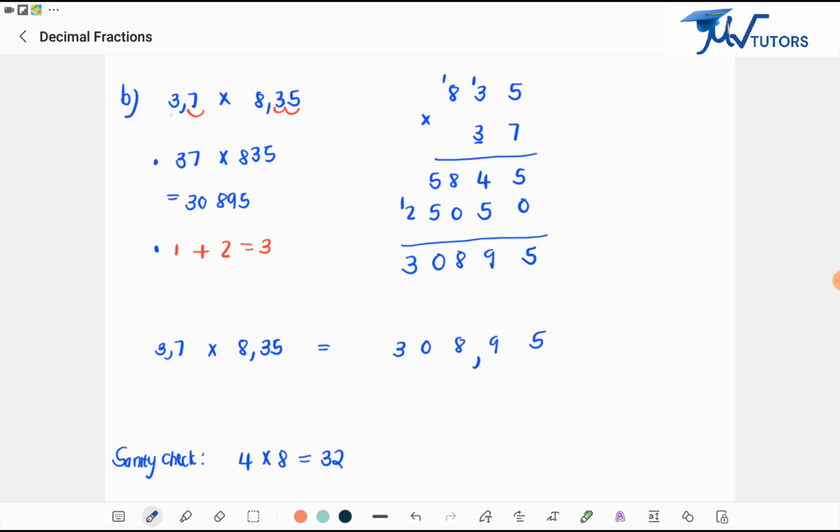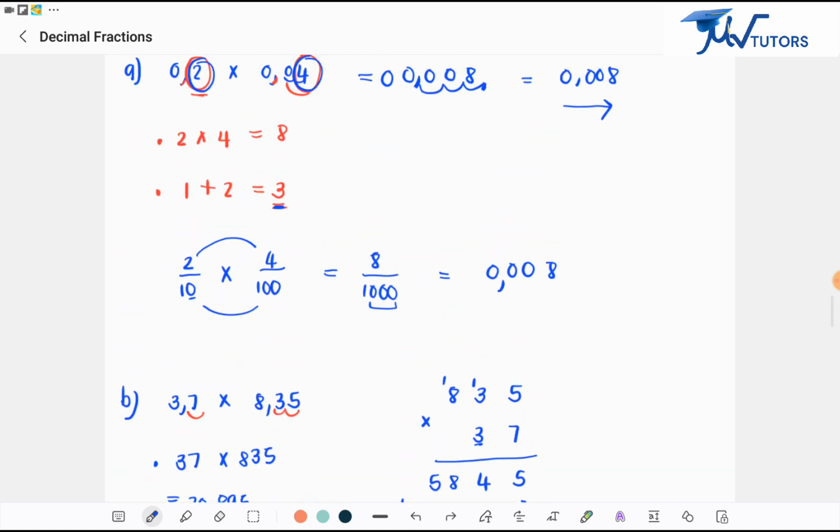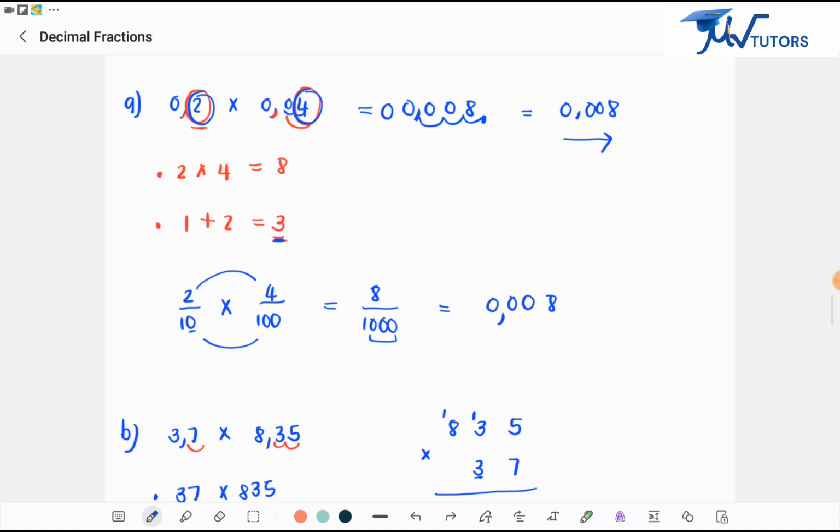So looking at the numbers that you have, you're like, no man, if I take 3 and I multiply it by 8, I'm going to get about 24. So I cannot be getting a number like 308. Okay, so that is what I mean by doing a sanity check. You could have also done that on the first examples. Example A, 0,2 times 0,04. You're taking a small number, 0,2, multiplying it by a very small number. So you're expecting your answer to ultimately be a very, very small number.